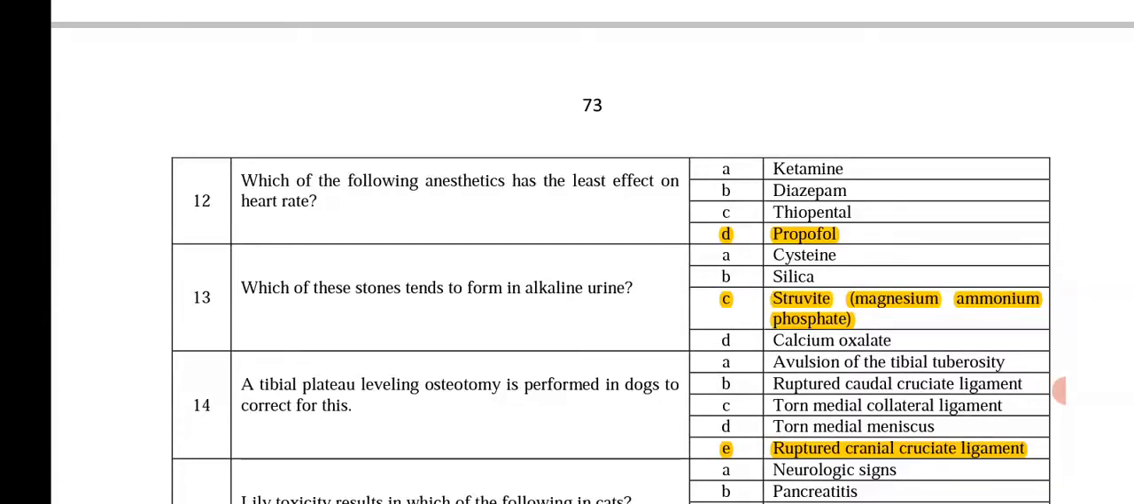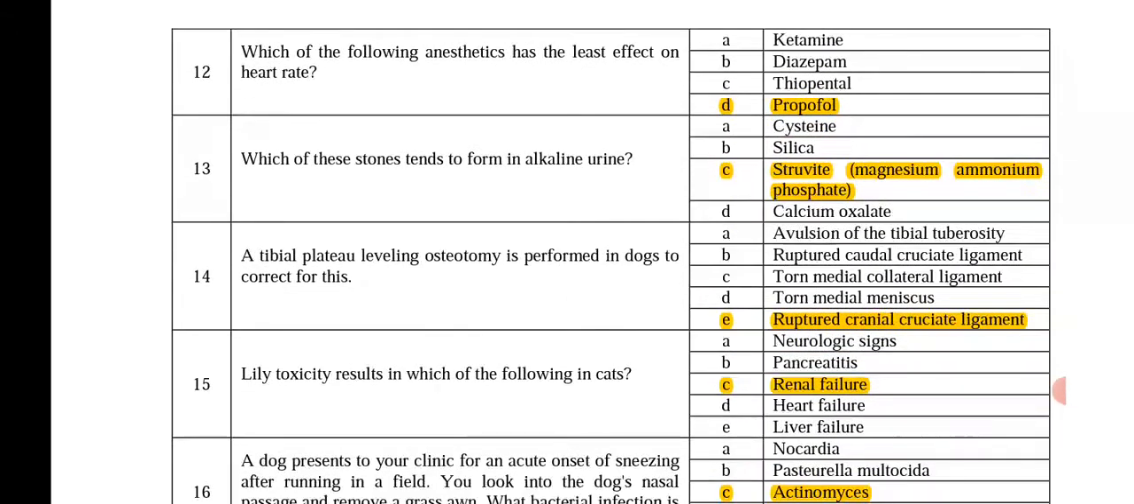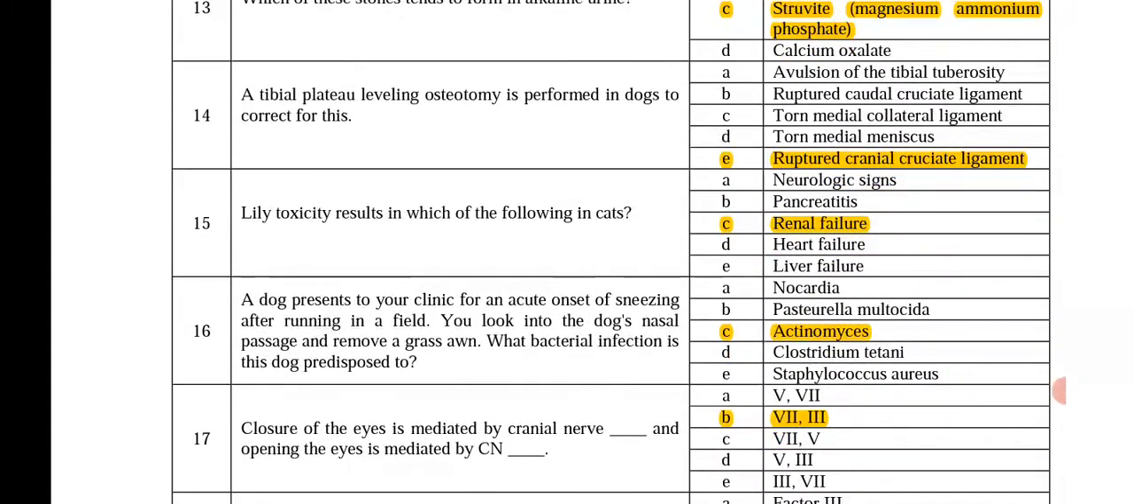Which of the following anesthetics has the least effect on heart rate? Propofol. Which of the following stone tends to form in alkaline urine? Struvite. Magnesium ammonium phosphate. Struvite. A tibial plateau leveling osteotomy is preferred in dogs to correct for ruptured cranial cruciate ligament. Lily toxicity results in which of the following in cats? Renal failure.